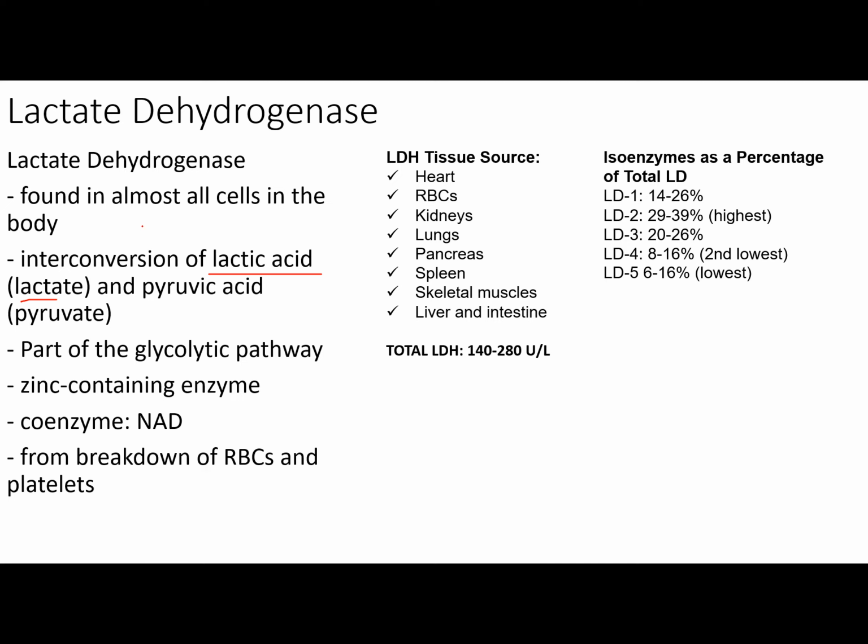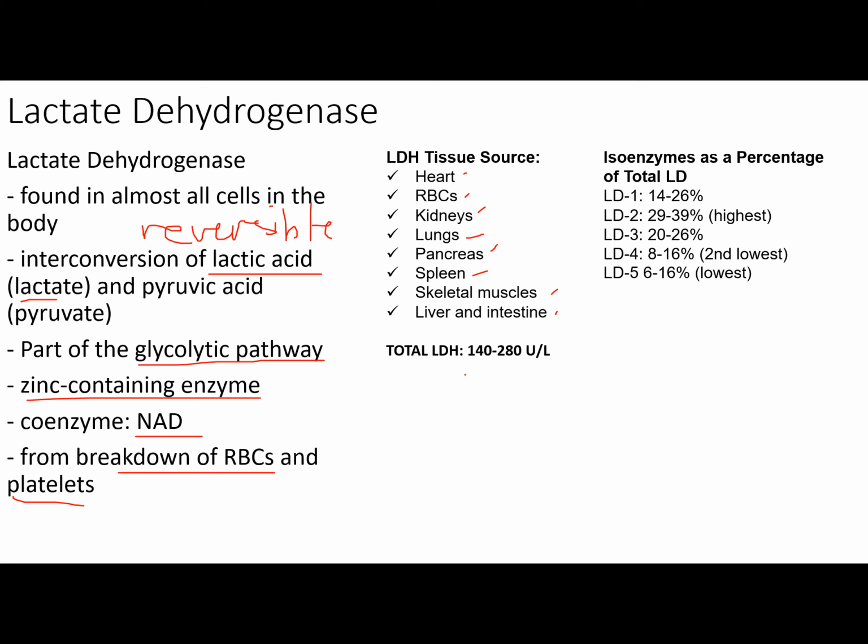So kaya niyang mag-cause ng reversible reaction between lactic acid and pyruvic acid, or lactate and pyruvate. Part of the glycolytic pathway. Zinc-containing enzyme. Now its coenzyme, class, is NAD, usually produced from the breakdown of RBCs and platelets. So tissue source, class, marami siyang tissue source: the heart, the RBC, the kidneys, the lungs, the pancreas, the spleen, skeletal muscle, liver, and intestine.